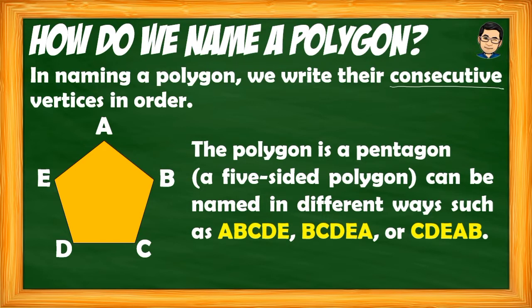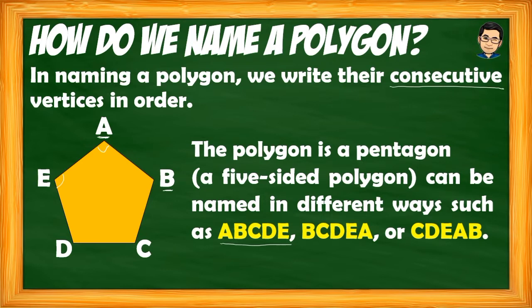It can be named in different ways such as ABCDE, BCDEA, or CDEAB. So again, in naming a polygon, we write its consecutive vertices. Let's check if ABCDE is consecutive. Here is the first, A, and then B. By the way, these are what we call the vertices.